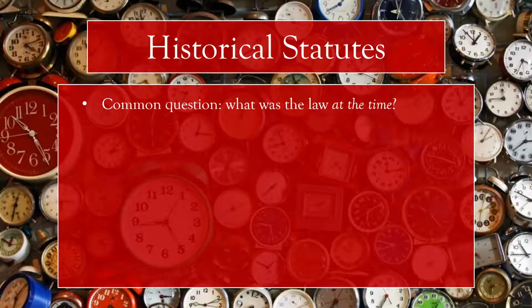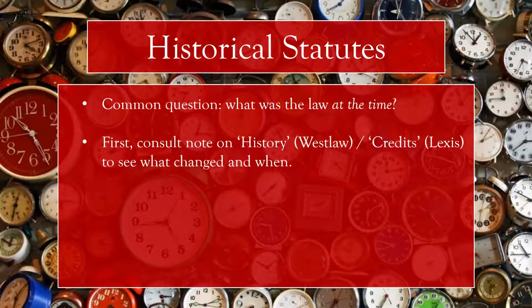For example, if your client is accused of committing a crime on some particular date in the past, you don't need to know what the applicable statute says now. You need to know what it said then. That's generally going to be the applicable law. Now, it's not terribly complicated to find this information, and fortunately, both Westlaw and Lexis have implemented really helpful features that make it a lot easier.